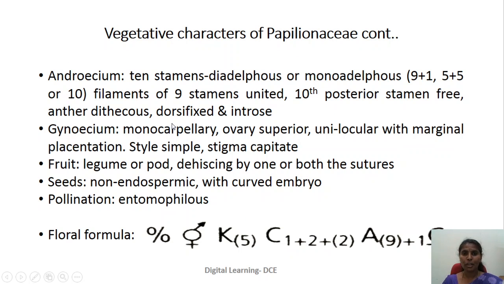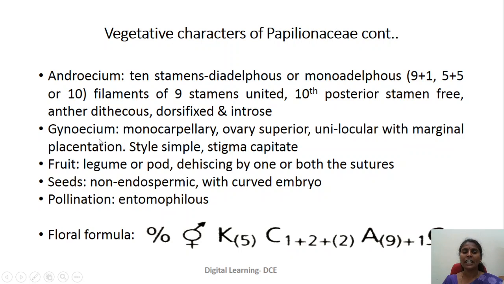Coming to the androecium of Papilionaceae, which is the male sex organ of the flower. The individual units are called stamens. Here usually 10 stamens are there, which are either in diadelphous or monoadelphous condition. In diadelphous, the stamens are in 2 bundles, whereas in monoadelphous, all the 10 stamens are united to form a single bundle. Sometimes anthers may be free. They are dithecous, dorsifixed and introrse.